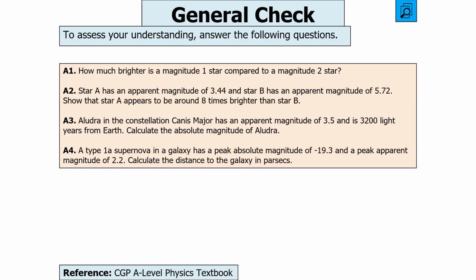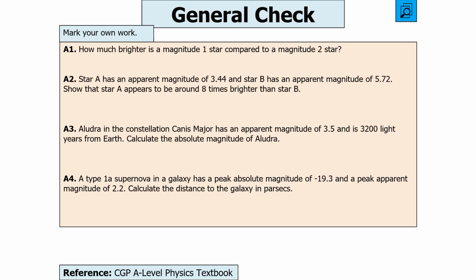The next question says, how much brighter is a magnitude 1 star compared to a magnitude 2 star? Then star A has an apparent magnitude of 3.44 and star B has an apparent magnitude of 5.72. Show that star A appears to be around 8 times brighter than star B. Then Aludra in the constellation Canis Major has an apparent magnitude of 3.5 and is 3,200 light years from the Earth. Calculate the absolute magnitude of Aludra. Then a type 1a supernova in a galaxy has a peak absolute magnitude of minus 19.3 and a peak apparent magnitude of 2.2. Calculate the distance to the galaxy in parsecs. So pause the video now, then unpause the video when you want to go through your answer.